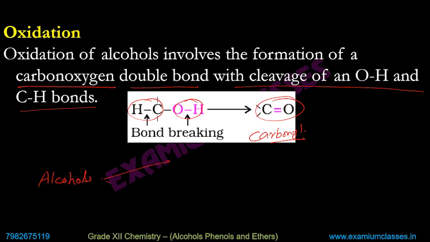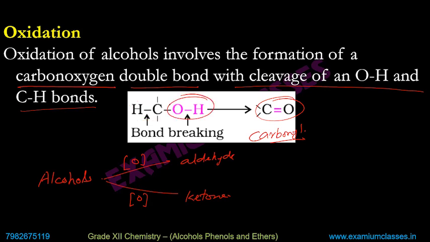on oxidation will give you either aldehyde or ketone, depending on whether you have primary alcohol or secondary alcohol. So that's what is happening here. We have alcohol and we are getting this carbonyl group. It can be aldehyde, it can be ketone. Aldehyde on further oxidation will give you acids, carboxylic acids.